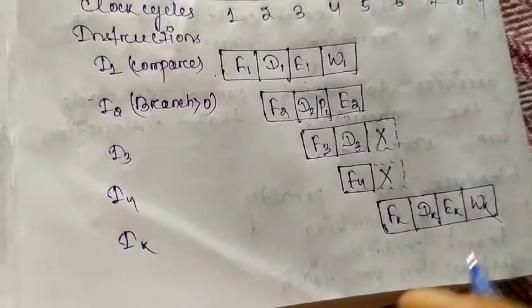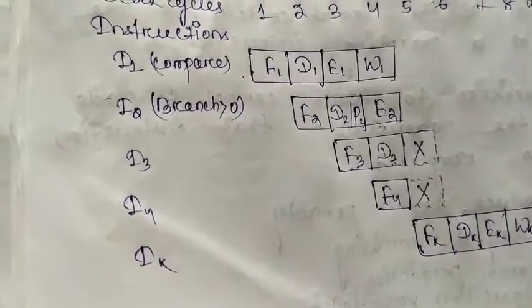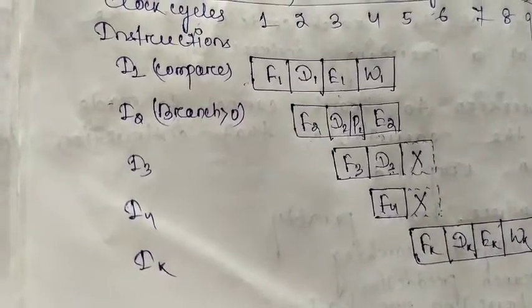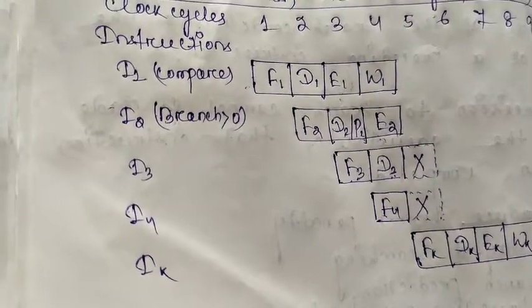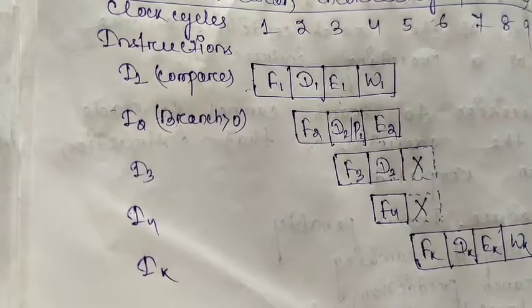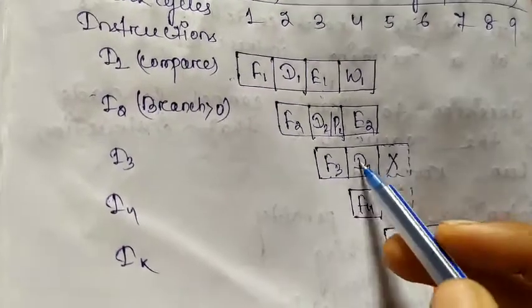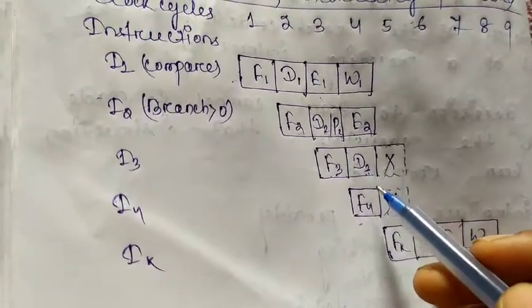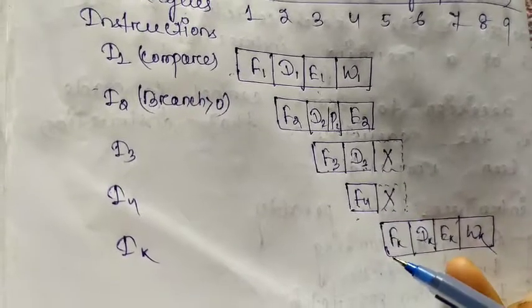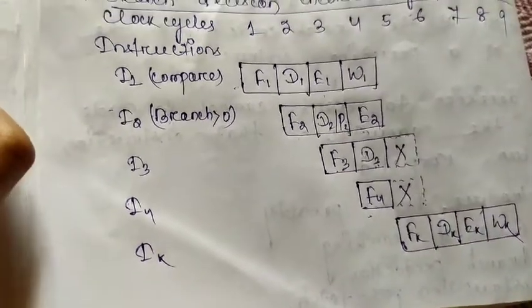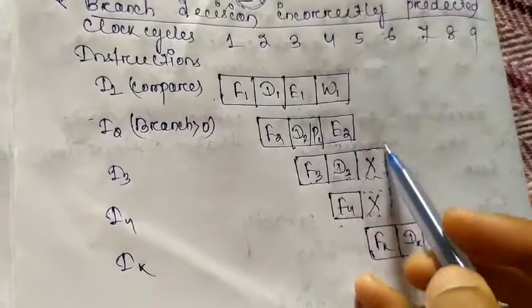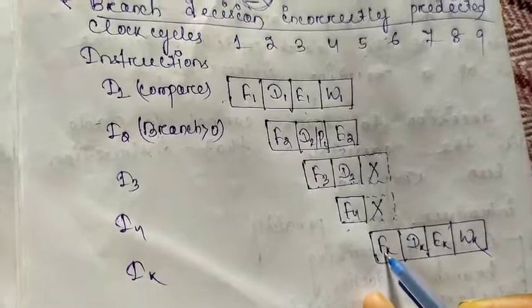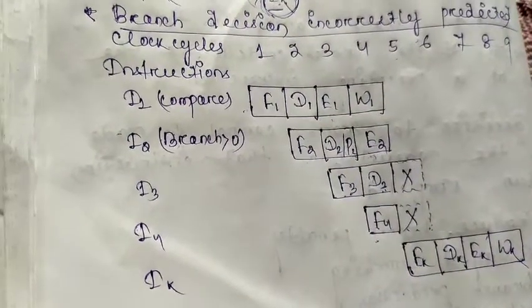So what will it do? At this point the fetch unit realizes that the prediction it took was incorrect, and the two instructions in the execution pipe, I3 and I4, are stalled. A new instruction IK is fetched from the branch target address in cycle 5.